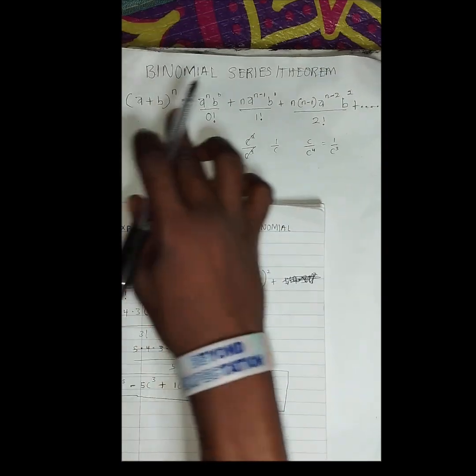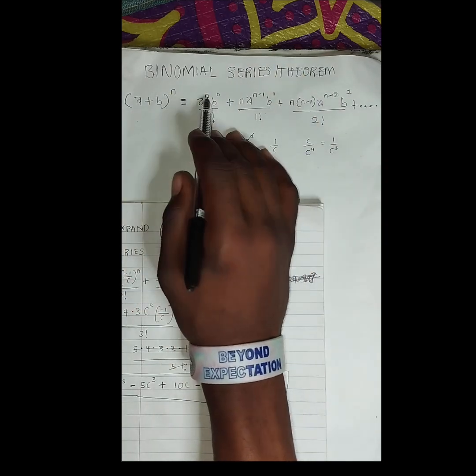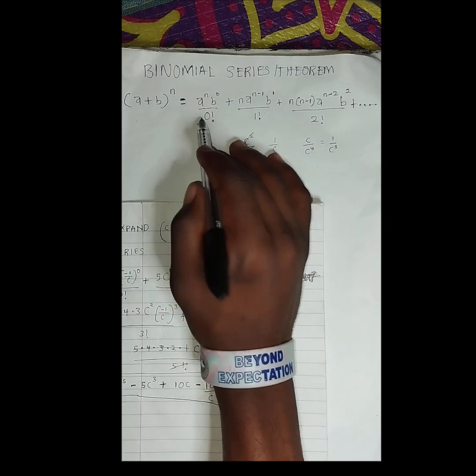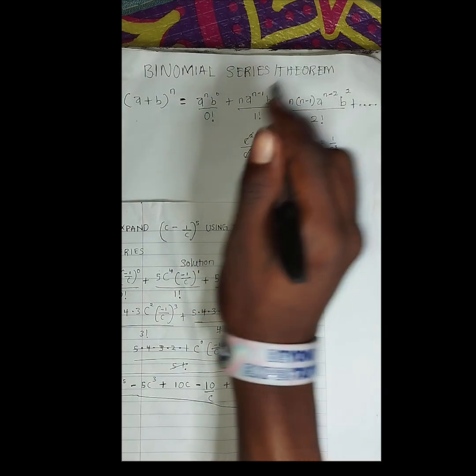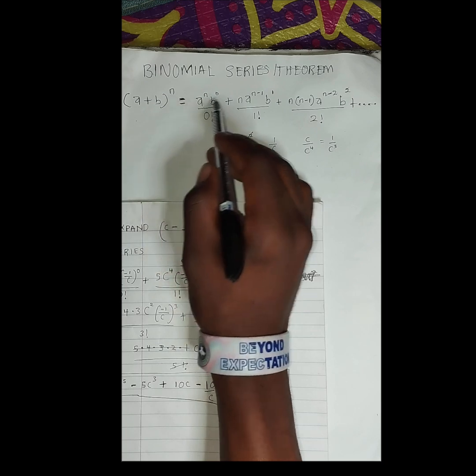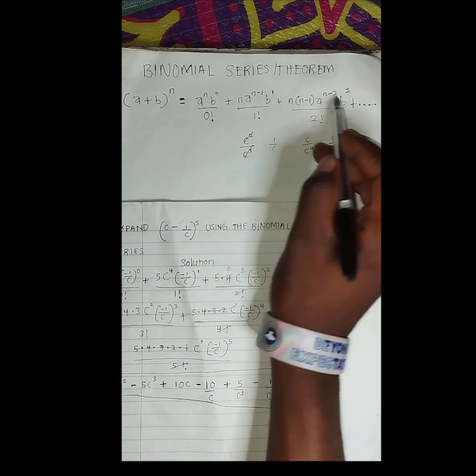Don't forget, your first term, we pick your power. Your second term, we get a power of 0 divided by 0 factorial. Don't forget your factorial under. Then your power will come to the back, subtract 1 from it, come to the back, subtract 1 from it, come to the back, subtract till you're done.